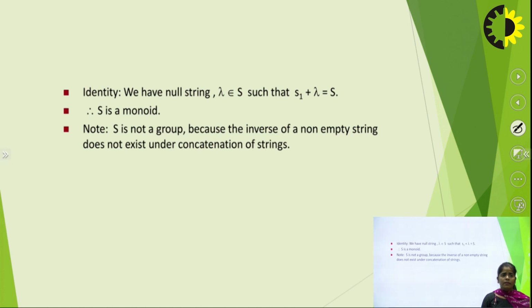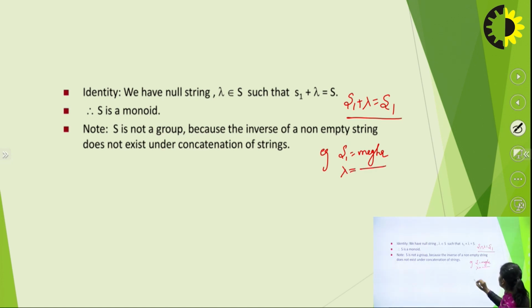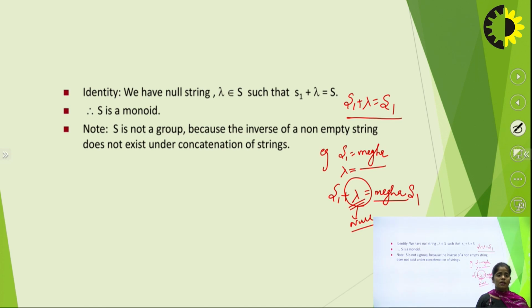Now check for identity. If we have the null string, then if I add this null string to a given string, we get the same string as output, right? For this, let us take an example where S1 is Megha, and lambda represents null. Null means nothing, right? So S1 plus lambda gives Megha only, which is S1. So in the string set, we have lambda, the null string, as the identity element. So S is a monoid, right?